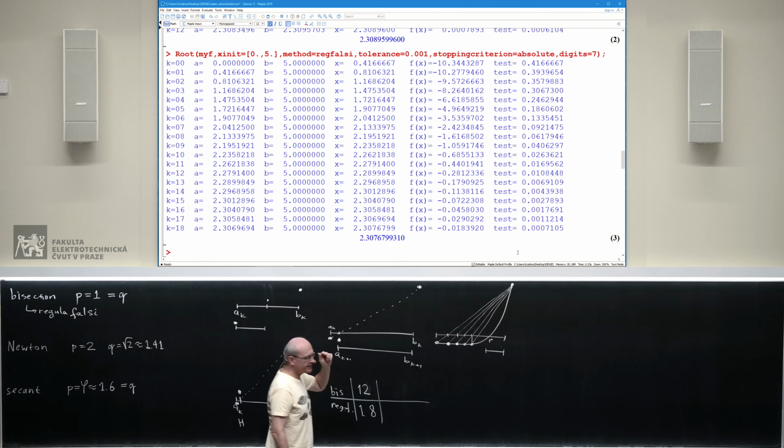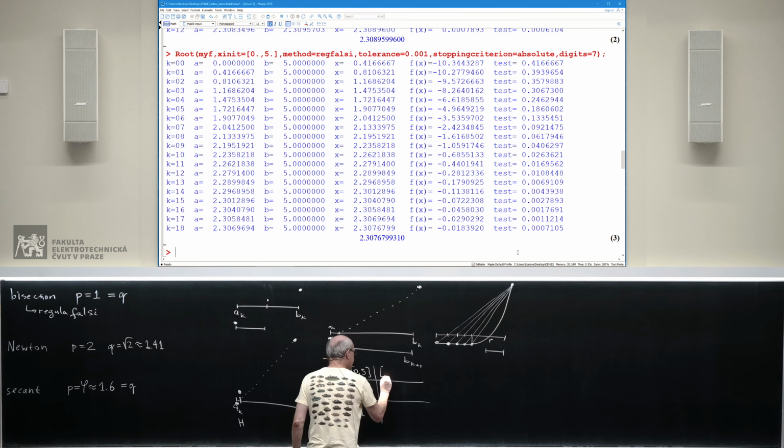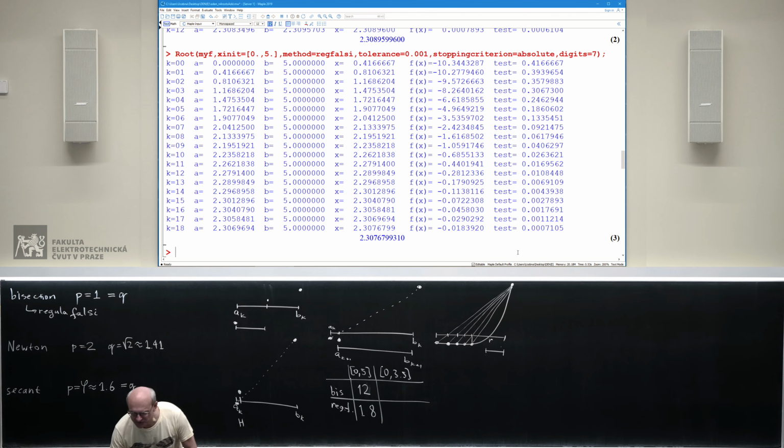So I'm going to make another experiment. Let me add heading here. Here the starting interval was 0 and 5. I'm going to change the starting interval to 0 and 3.5. And I'm keeping the same function. And let's have a look what's going to happen.